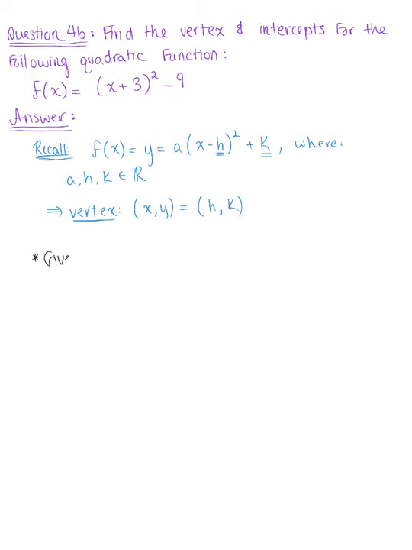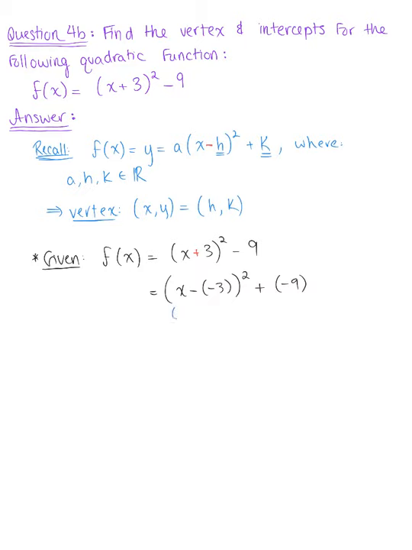We are given the quadratic in the graphing form f of x is equal to (x + 3) squared minus 9. The big thing that we want to notice here is that in this standard form, we have a minus h, and in our given function, we have plus 3 here. So we're going to start by rewriting this function to match the standard formula. We can rewrite this as (x minus negative 3) squared plus negative 9. So now it's matching that form.